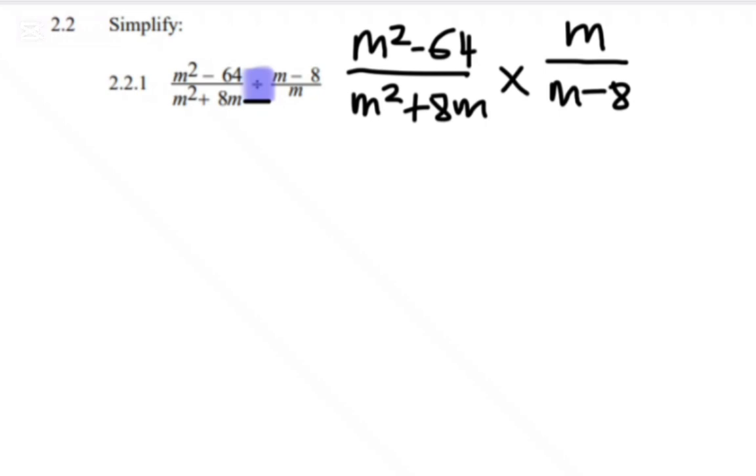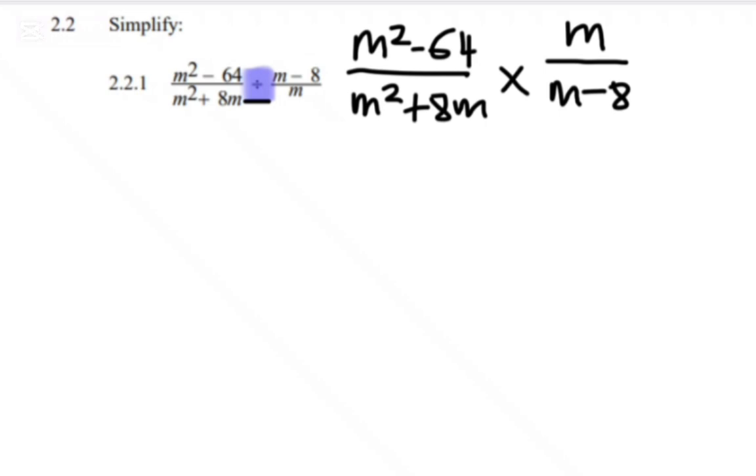Notice what we have done. When we change division to multiplication, this fraction also has to change. We call that the reciprocal, in mathematics. If you don't understand that, go and watch our previous videos. You are going to understand what happened there.